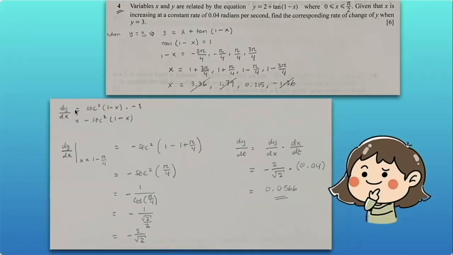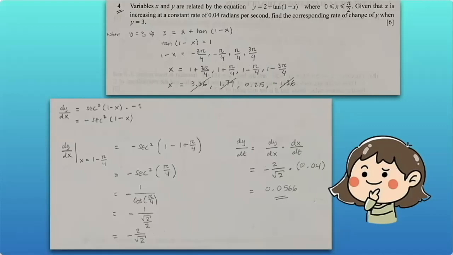So after we find x, we differentiate the given equation. So we find dy/dx, which gives us -sec²(1 - x). And then we substitute x with this value here. Just to make life easier, I just go with the exact form, 1 - π/4. And we end up with -2 over root 2.